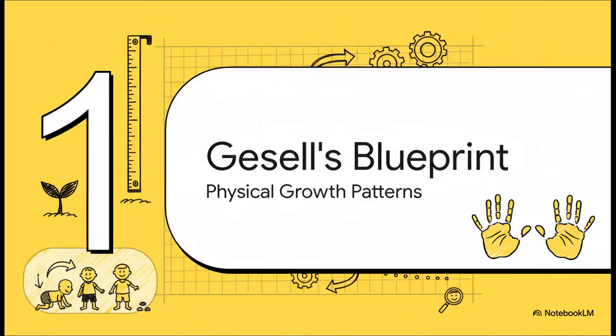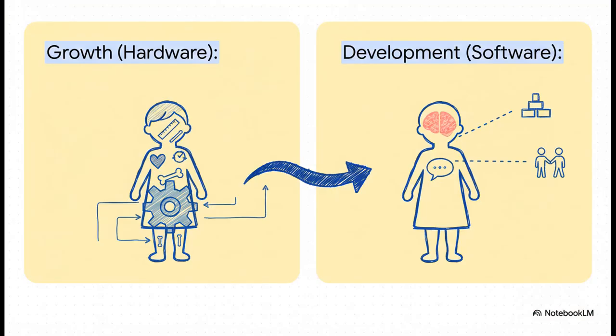So, our first tool in the toolkit comes from Arnold Gesell. His theory is kind of like the foundational blueprint for a child's physical growth. It helps us see the predictable sequence of how they mature, which is absolutely crucial for spotting any developmental delays early on. Okay, this is a really important distinction to make right up front.